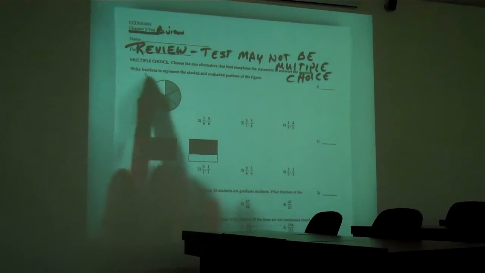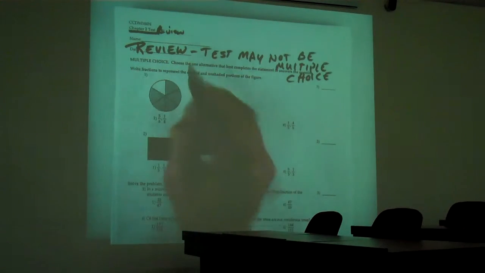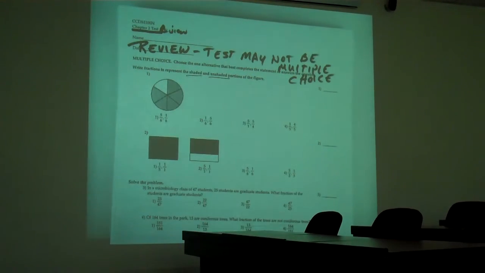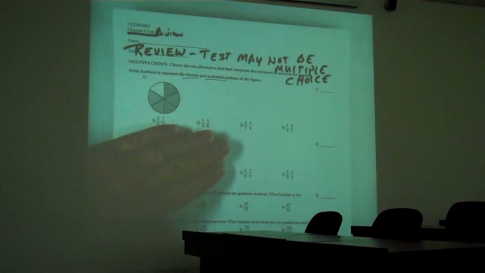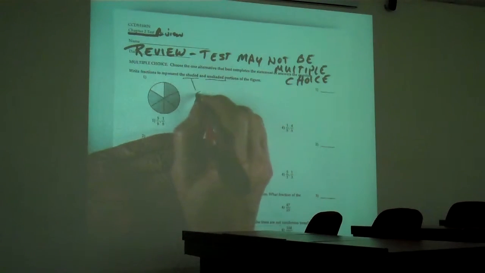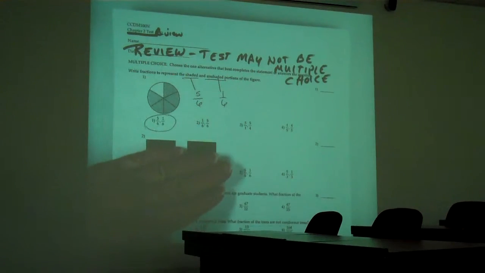Okay, write fractions to represent the shaded and the unshaded portions. There's two answers. So if there's no multiple choice, you know that you better write two answers or you just get it like half right. On this one right here, the shaded portion would be 5 out of 6, right? Shaded is 5 out of 6. Unshaded is 1 out of 6. So that would be number 1, if it is multiple choice.